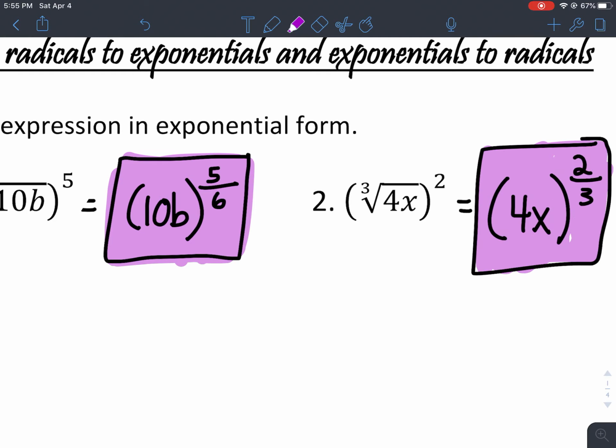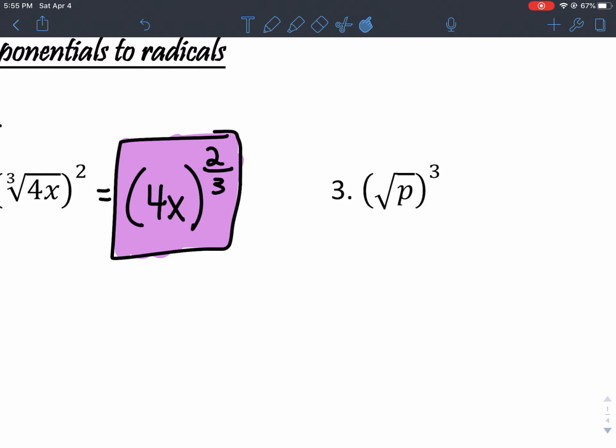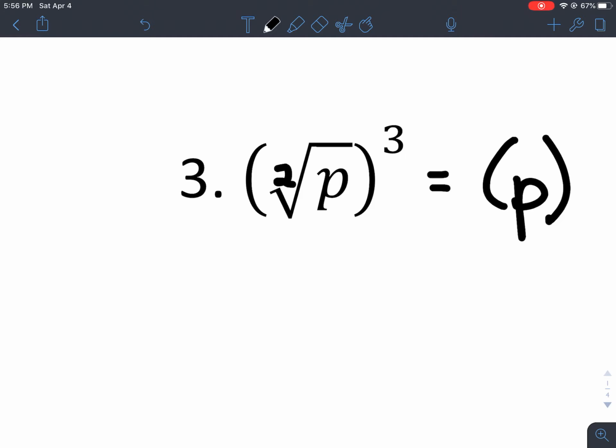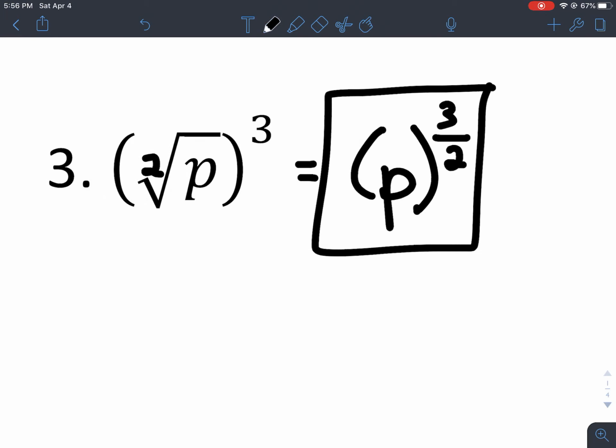And then just one more example of this situation. What if we have something like number 3 here? I don't see an index here. So does that just mean it's 0? Actually, it doesn't. If there is no number in the index, it's assumed that it is a 2, because that means it's a square root. So we can write that 2 in there. And then if I try and rewrite this as an exponential, I'm going to have p, the 3 stays the same, and the 2 goes to the denominator of the exponent. And that is my answer.